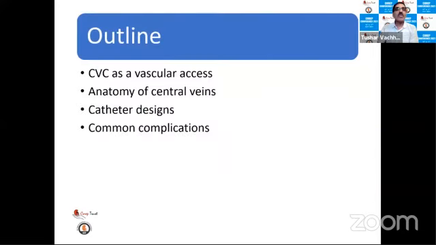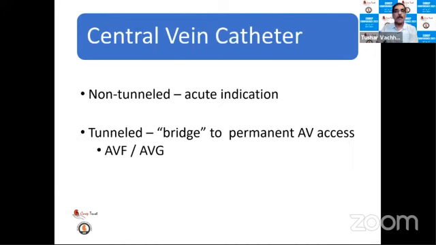The way I am going to talk about the catheter overview is: catheter as a vascular access, a brief anatomy of central veins, so that the technicians will know which vessels are used and how and where the catheters are placed, and some details about catheter designs. All of these catheter designs, I'm not sure whether they are available in India or not. And finally, I'm going to concentrate mainly on the common complications that they will encounter when they are trying to treat patients and hook up patients for dialysis.